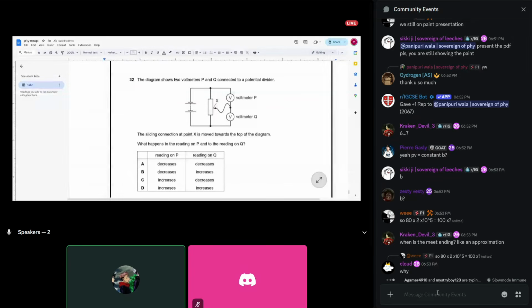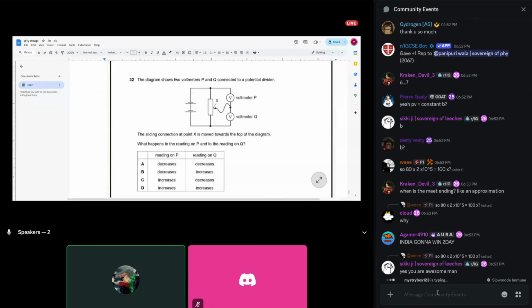The diagram shows two voltmeters P and Q connected to a potential divider. The sliding connection at point X is moved towards the top of the diagram. What happens to the reading on P and the reading on Q?